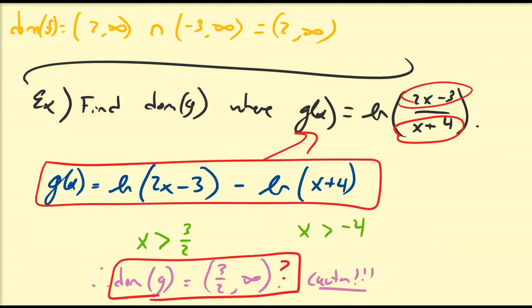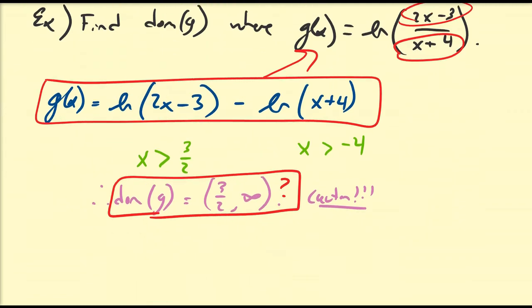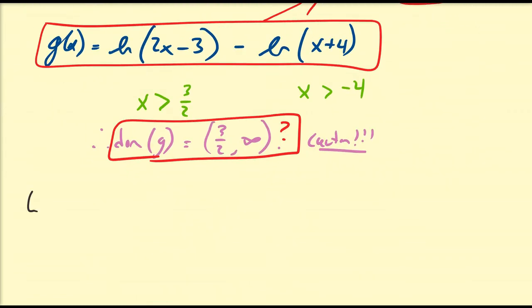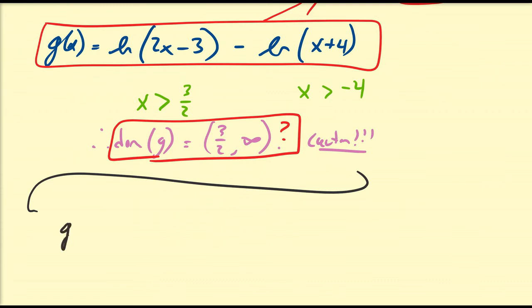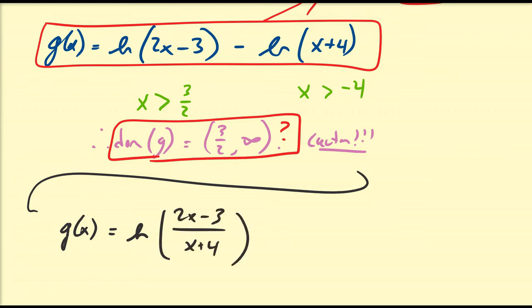Well, if I choose a negative number, like negative infinity, for example, 2x minus 3 is going to be negative, x plus 4 is going to be negative, and their quotient is going to be positive, which is valid for natural logarithms, right? So let's do a deeper analysis for this particular problem. Don't be too quick to assume. So g of x, natural log, 2x minus 3 over x plus 4.